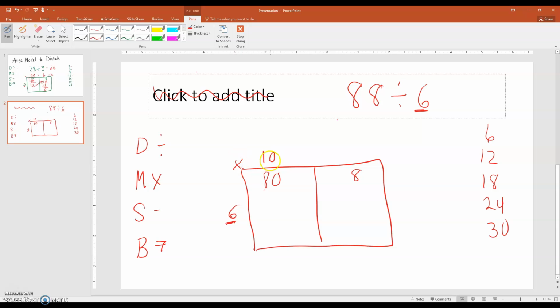So then I need to multiply. 10 times 6 is 60. And then I subtract. I had 80 in this column. I want to take 60 away. So I have 20 left. Not allowed to have anything left. I need to knock the columns all down to 0.